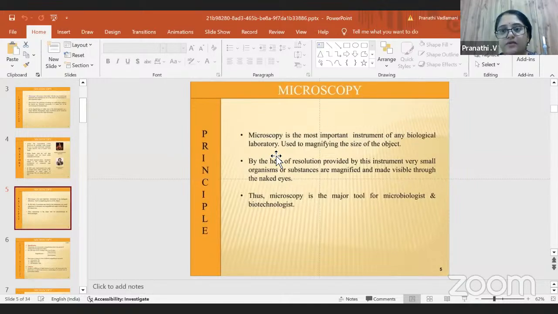It is important today. All of us know for basic reasons as well. You put in a slide, you're going to see it under the microscope and see that the unit is magnified. And by giving the resolution, with the help of properly adjusting the eyepiece, you're going to get a proper image. So all the organisms or substances, bacteria, viruses, are going to be magnified, and you can see them with your eyes. So it is a major tool for any kind of microbiologist and biotechnologist.